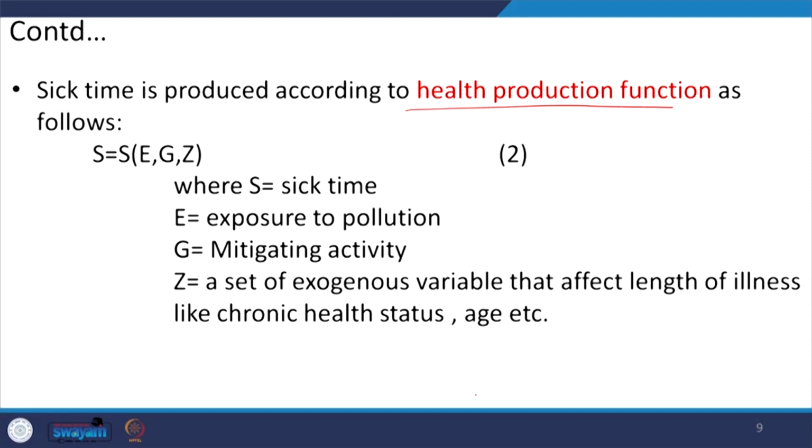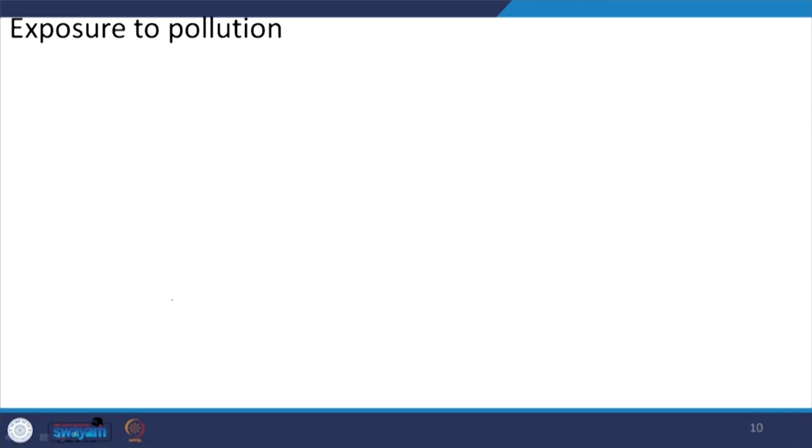You cannot actually control these variables like your age or your chronic health status, say if you have been sick for 10 or 20 years. Nothing can be done, and it is not because of pollution or this kind of environmental bads that you are suffering from sickness. So, this is a set of exogenous variables that is taken under this Z.